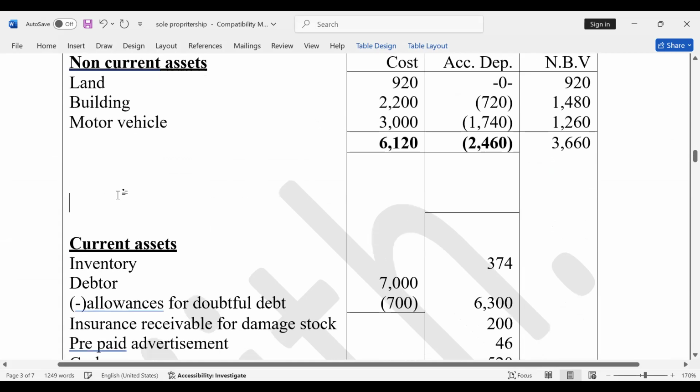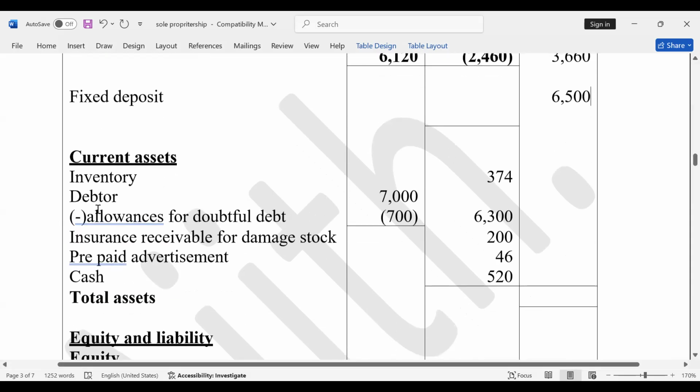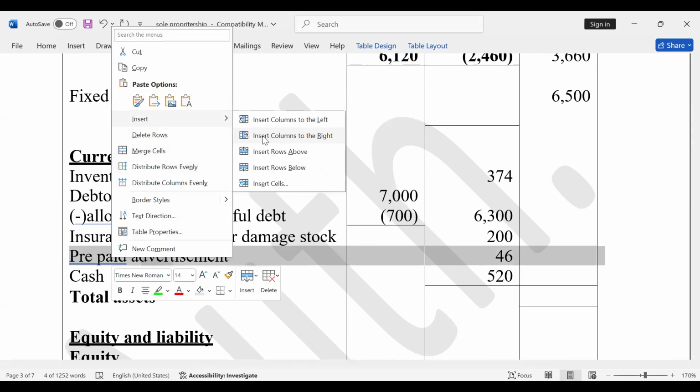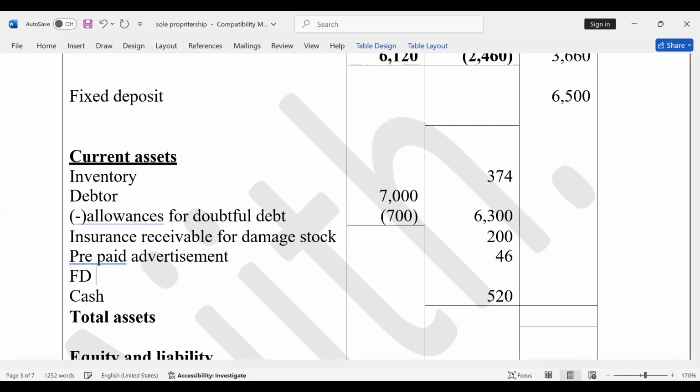And the fixed deposits in between current and non-current assets can be recorded in the last column as fixed deposits. Fixed deposit value equals 6,500. And think, FD interest receivable is also available. FD interest receivable under current assets. Therefore, FD interest receivable is 400.